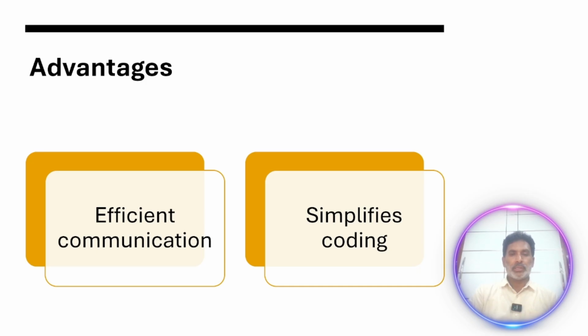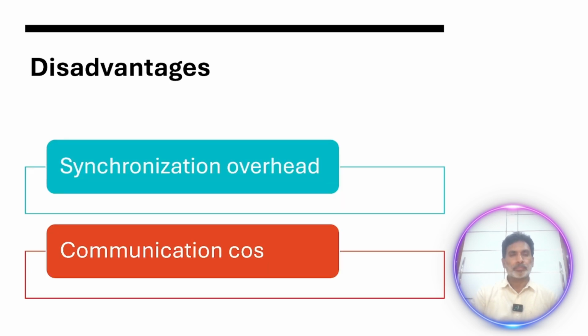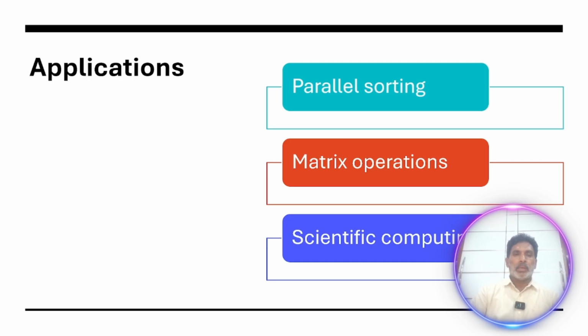If you look at the advantages of these MPI collective communication routines, they are mainly for efficient communication and simplifying the coding. There is not much coding required. And the disadvantages of collective communication are synchronization overhead and communication cost. As for applications, point-to-point communication is simple and is used in serial, whereas collective communication has one best example, which is parallel sorting.